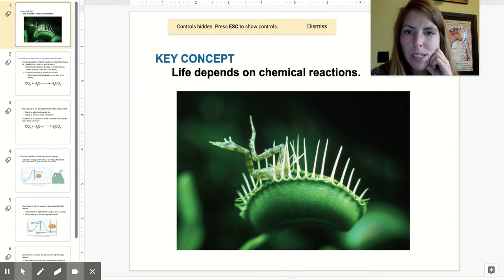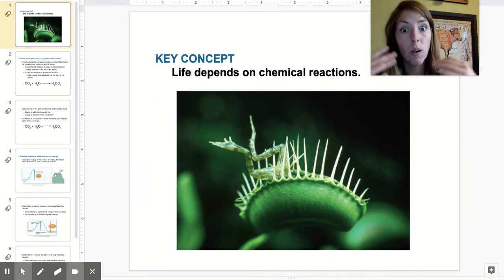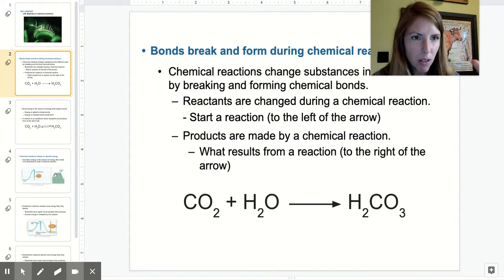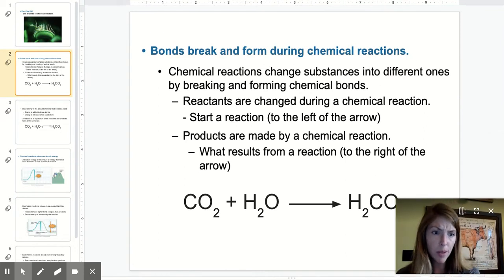Today, we are going to talk about chemical reactions. And when it says, like, "life depends on chemical reactions," that statement seems really cerebral. But ultimately, chemical reactions are bonds breaking and bonds forming. One substance changes into another, or two substances change into one other.